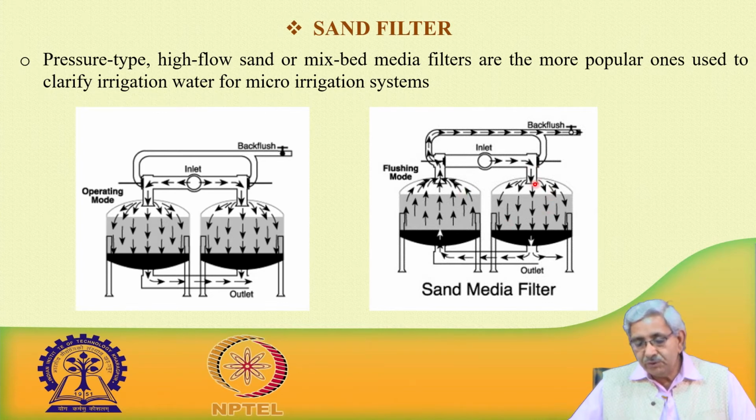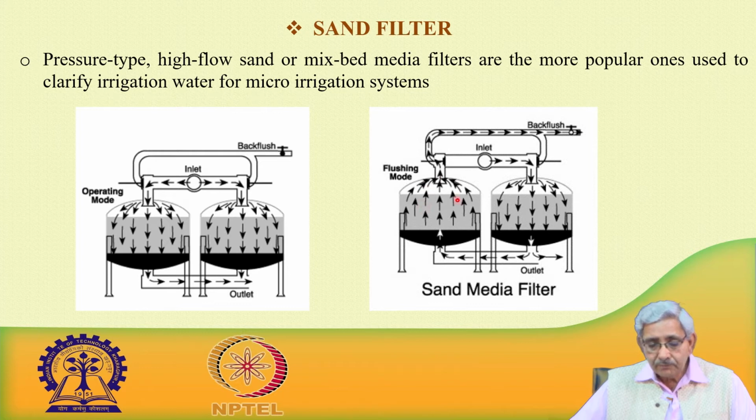So, what we see here is that the water is coming from there, then part of the water goes to the irrigation system, and part of the water is allowed to flow to this particular filter. So, this is a back washing mode. In back washing mode or flushing mode, the water will come from this end. Water will flow in the opposite direction, and then it will pass through the bed.